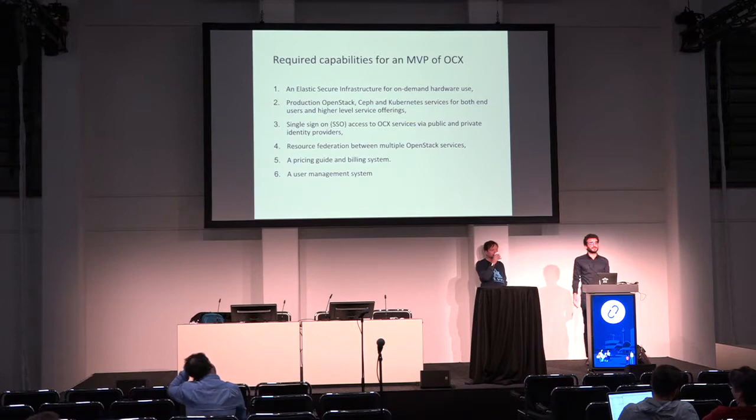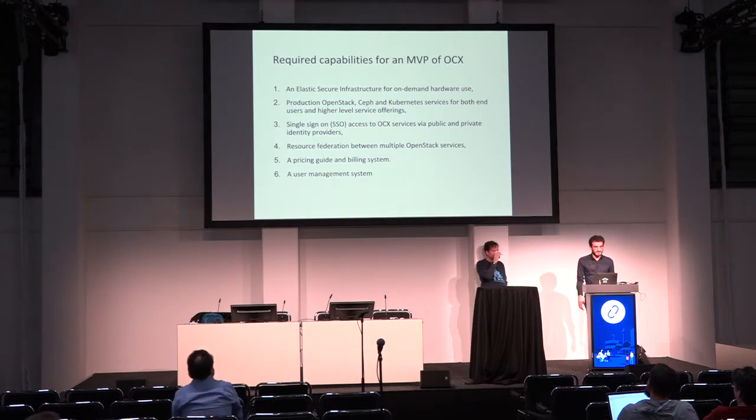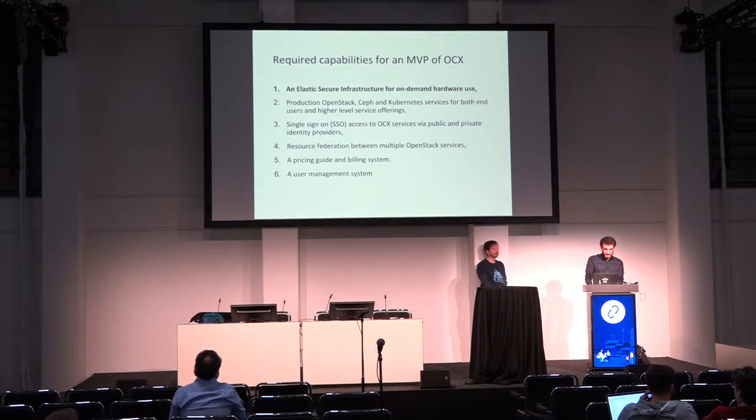So what are the capabilities which we have to build for an MVP of an OCX? First, we need an elastic secure infrastructure for on-demand hardware use, production OpenStack, Ceph and Kubernetes services for both end users and high-level service offerings, single sign-on, resource federation between multiple OpenStack services, a pricing guide and billing system, and user management. Once all of that is done, participants will be able to deploy their own hardware, deploy services on top of hardware allocated dynamically for that purpose, and charge for the services. So, build a sustainable marketplace. So let's go one by one.